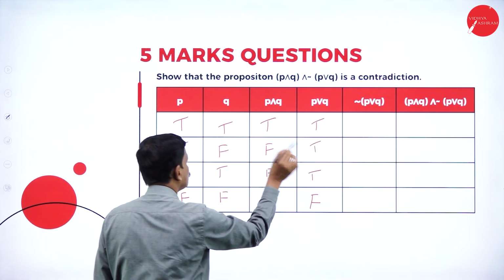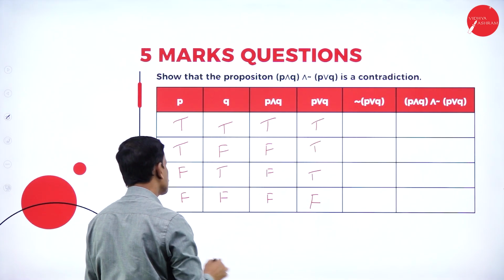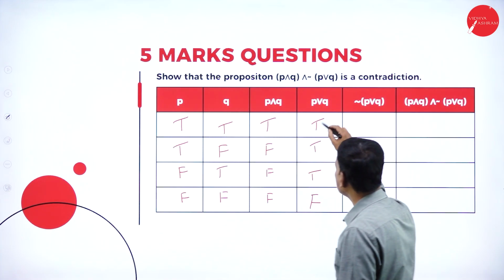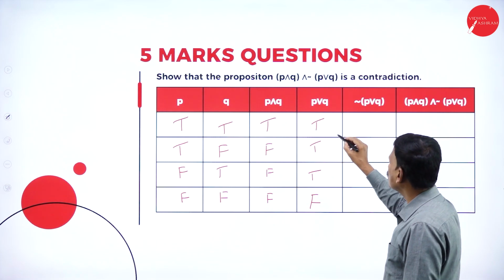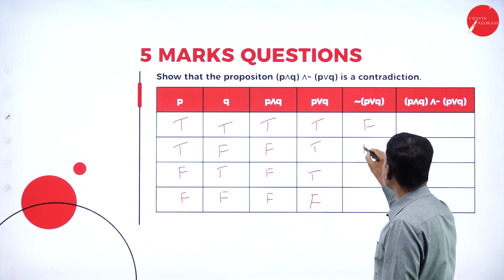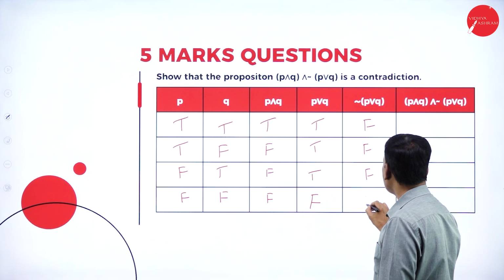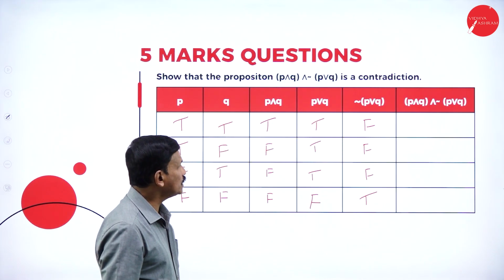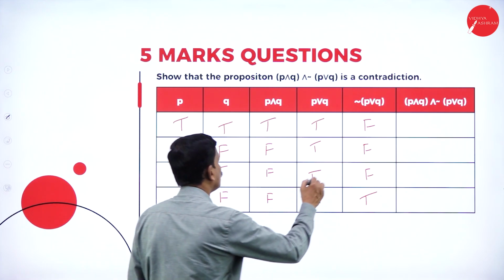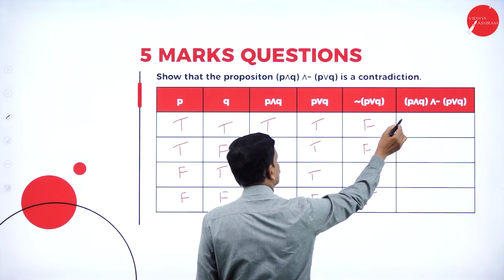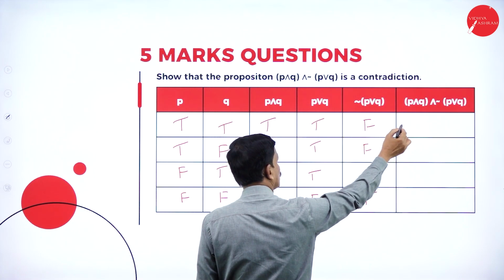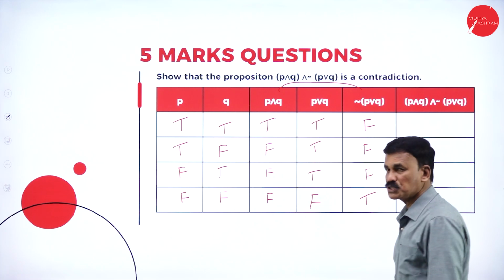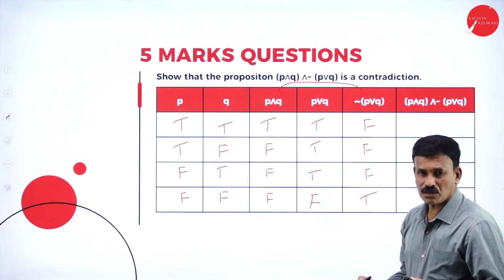Right. So true and true is true, true and false is true, false and true is also true, false and false is false. Now write down the negation for this. Negation of disjunction. Negation of true is false, true is false, true is false, false is true. That's all. Now just write down the conjunction for these two. Conjunction of P conjunction Q with this. So the conjunction between these two. Conjunction means true and true is true. In all cases it is false.